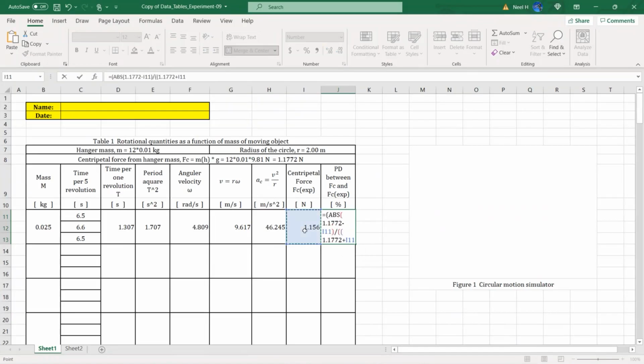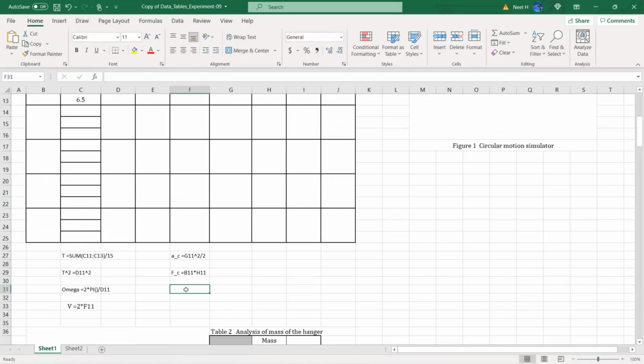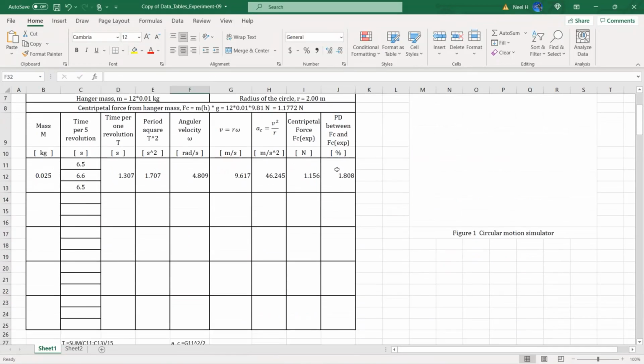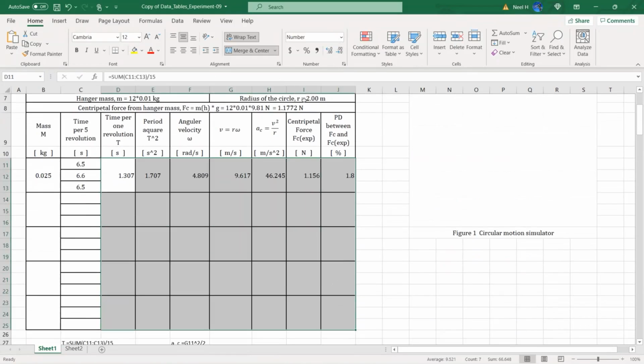(1.1772) divided by the average and multiply by 100. So it's not super bad. 1.8, about 2%. Considering all the errors we have, that's actually a fairly decent error value. Make sure you get rid of the decimals and then show only 2 visible significant figures.